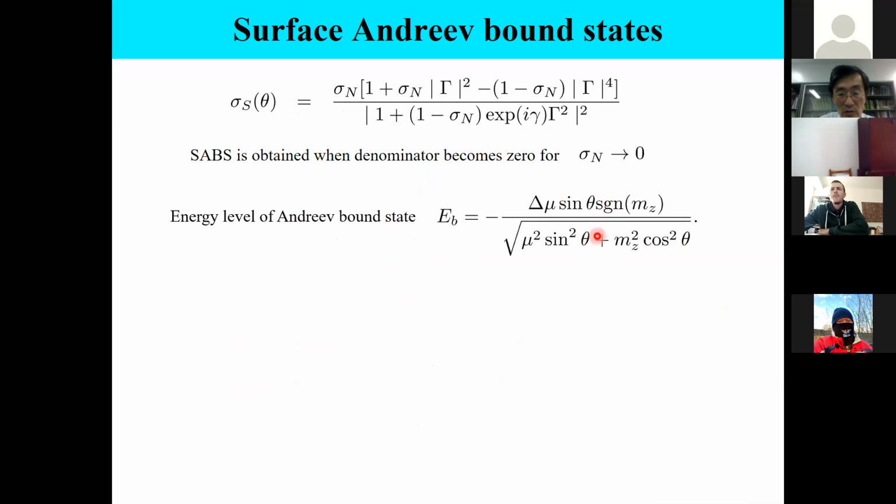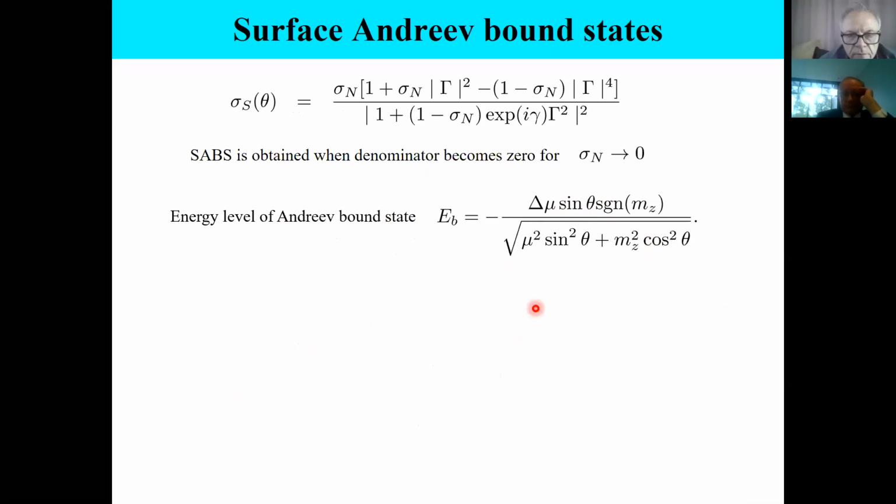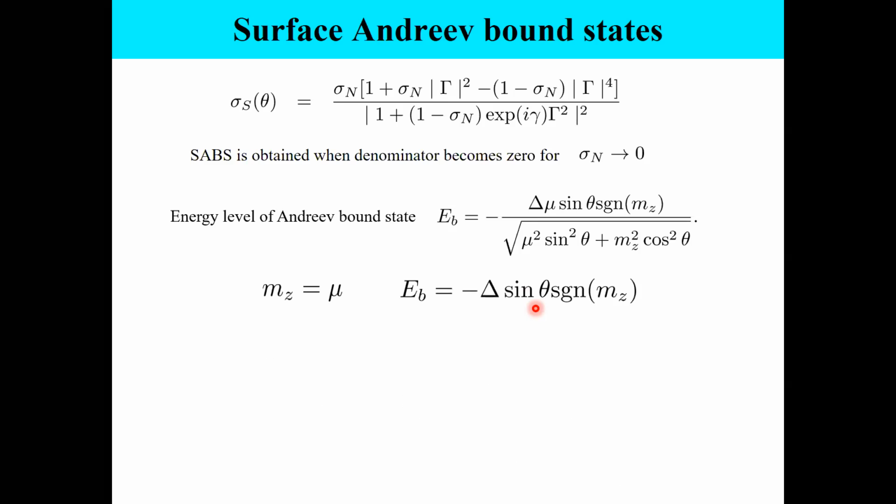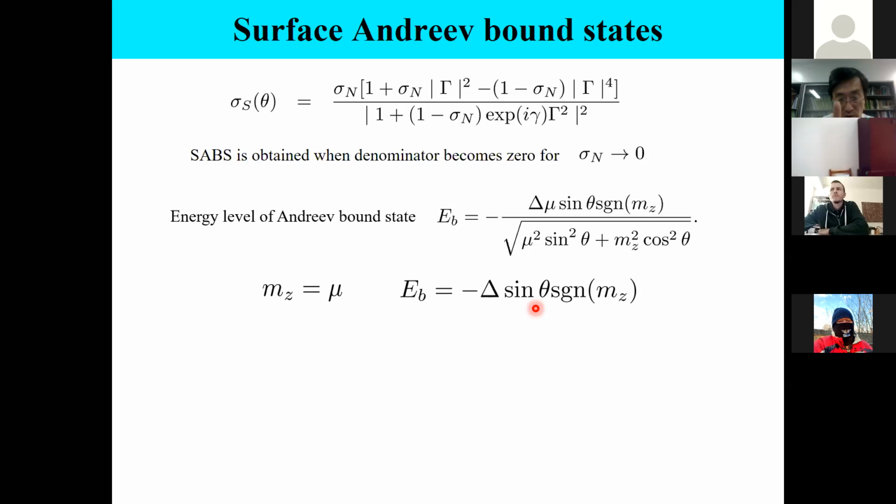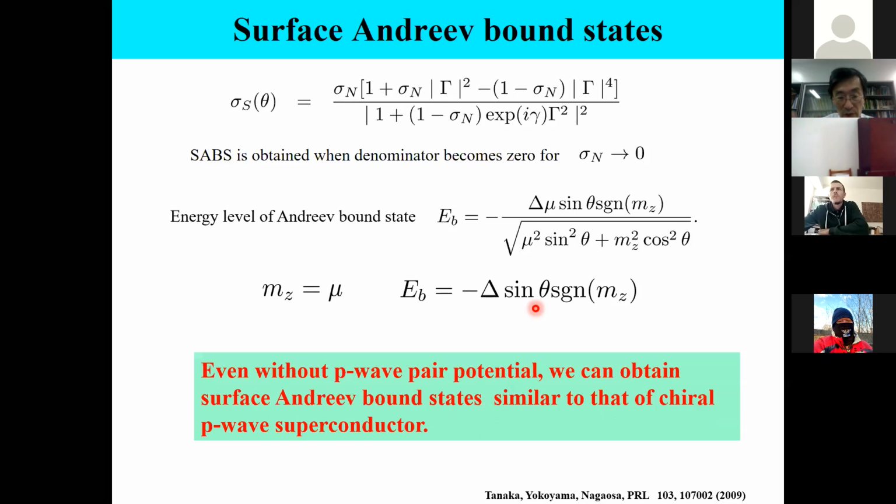So it depends on the angle theta, but the momentum dependence, or theta dependence, of the Andreev bound state is quite similar to a chiral P-wave superconductor. If we choose mz equal to mu, it becomes completely equivalent to a chiral P-wave superconductor. One of the important messages is that even without a spin triplet P-wave pair potential, we can obtain surface Andreev bound states essentially equivalent to those of a chiral P-wave superconductor. This is an important point.